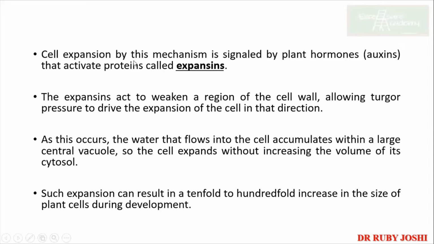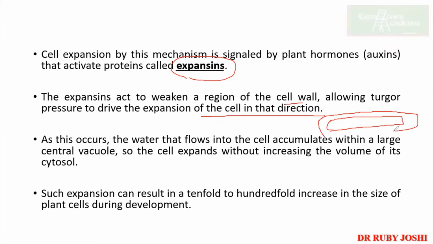So cell expansion by this mechanism is signaled by plant hormones, especially the auxins, which activate proteins called expansins. So they are going to help in the expansion of the cell wall. The expansins act to weaken a region of the cell wall, allowing turgor pressure to drive the expansion of the cell in that direction. ठीक है? अगर आपका vacuole ऐसे बढ़ रहा है, then obviously your cell wall should also increase like this, not like this, right? Then it is not going to make any sense.